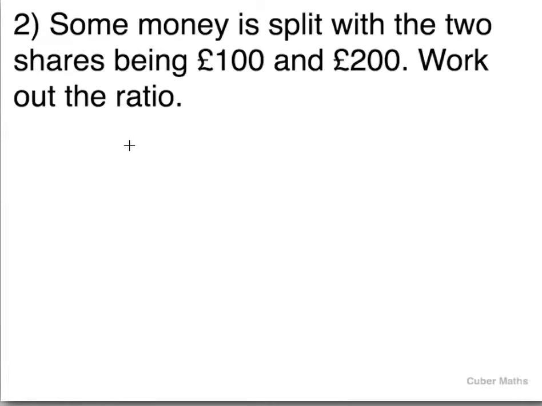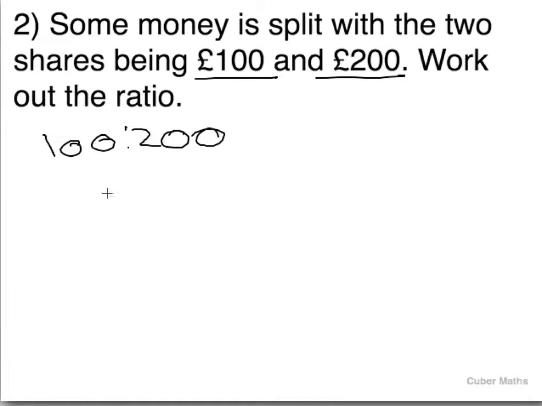Here we have our second problem. And it says some money is split with the two shares being £100 and £200. Work out the ratio. So before we had the amount of money at the beginning and the ratio that they wanted us to divide it in. But here we have the end ratio, so we have the two shares. So that says we've got £100 to £200, which we can simplify down.